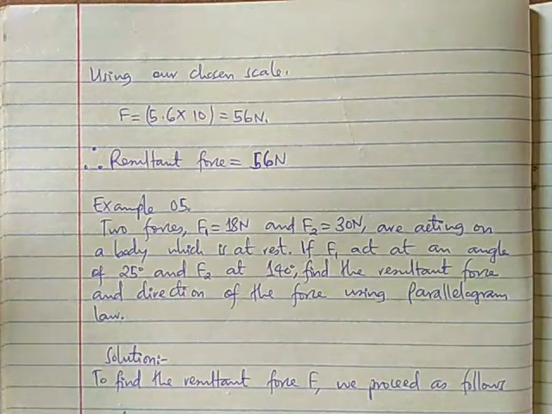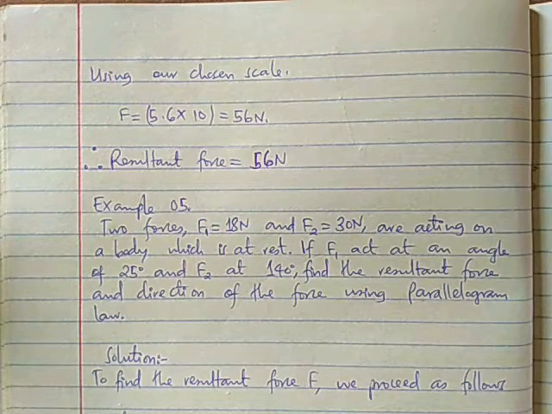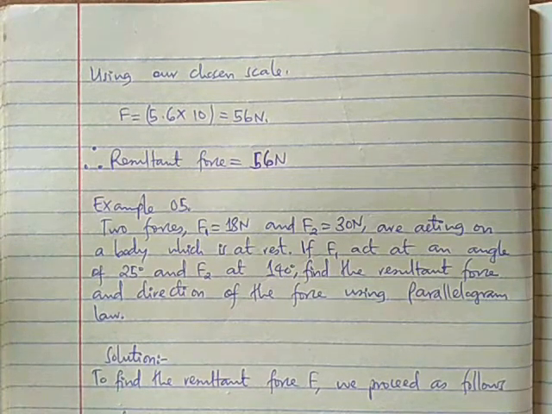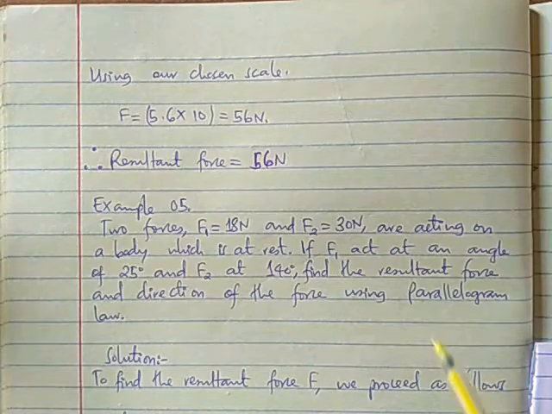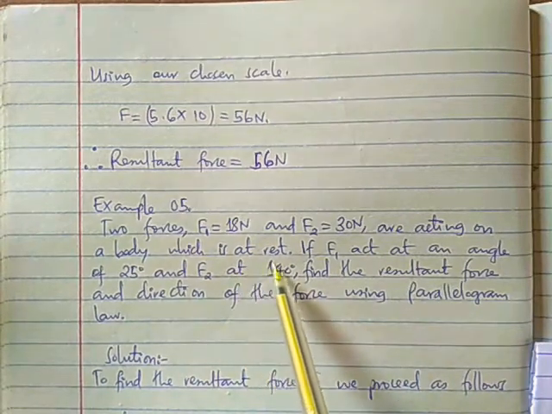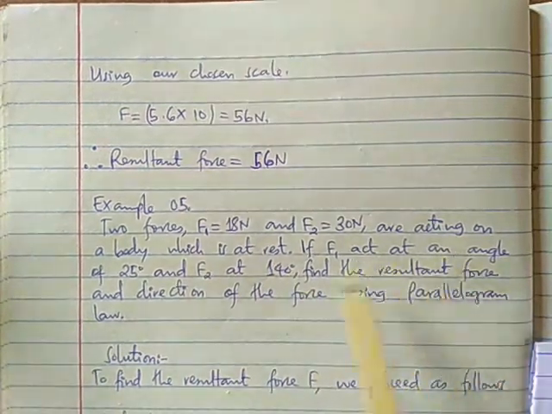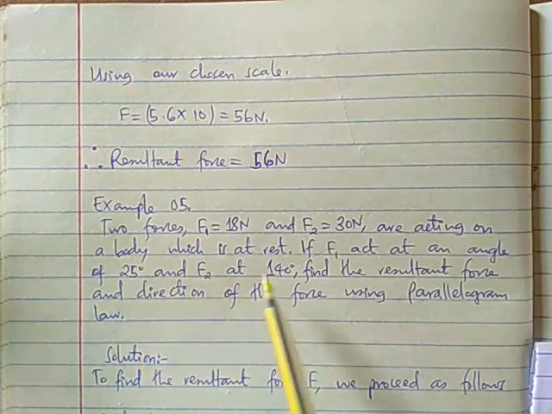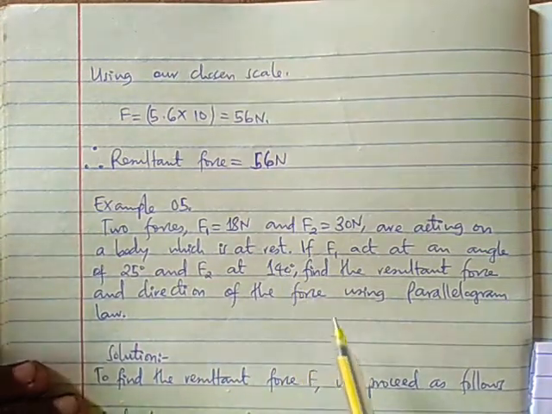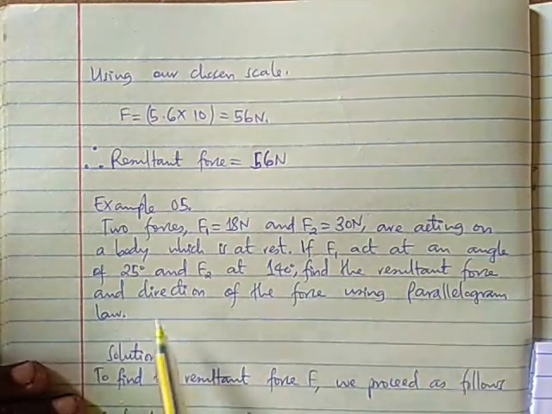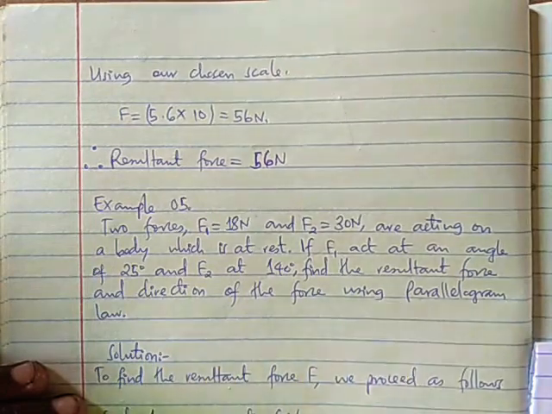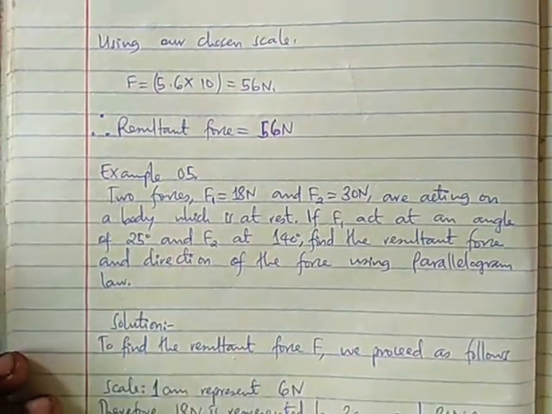From there we can move to the second question, second solved example, ambao kwenye hiyo solved example ya pili tuna two forces ambazo kuna F1 18 na F2 ambayo ni 30 are acting on a body which is at rest. If F1 acts at an angle of 25 and F2 at an angle of 140, find the resultant force and direction of the force using parallelogram law.